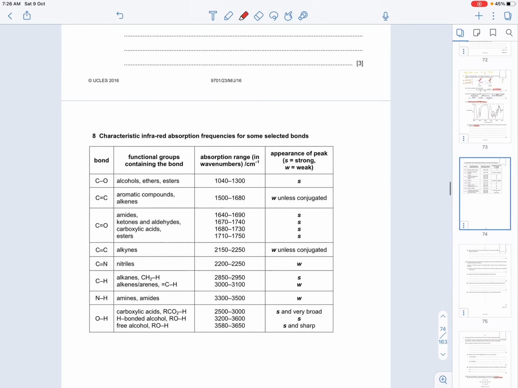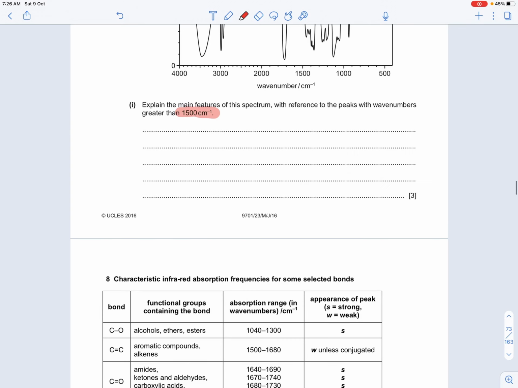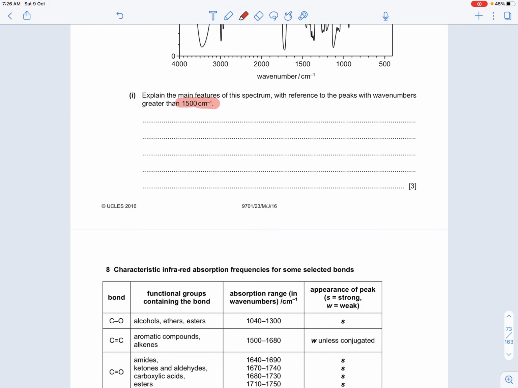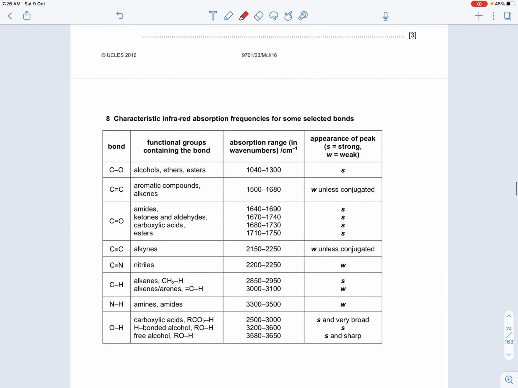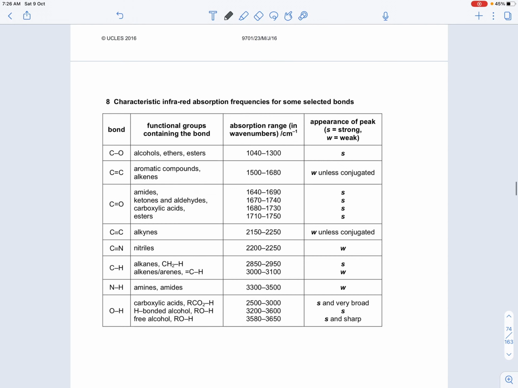Okay, so this is the characteristic IR absorption frequencies for some selected bonds, right? Basically this is taken from the data booklet. So now we have 4 columns in this table. First column represents the bonds, second column represents the functional groups containing the bonds, and the third column is absorption range in wave numbers, and the fourth column is appearance of the peak.